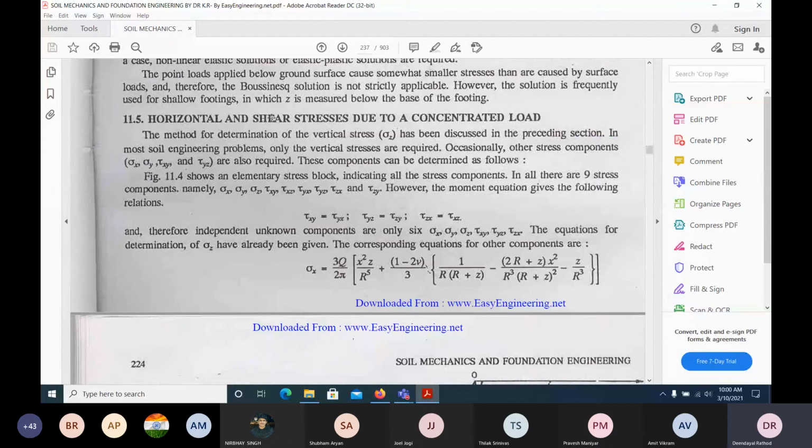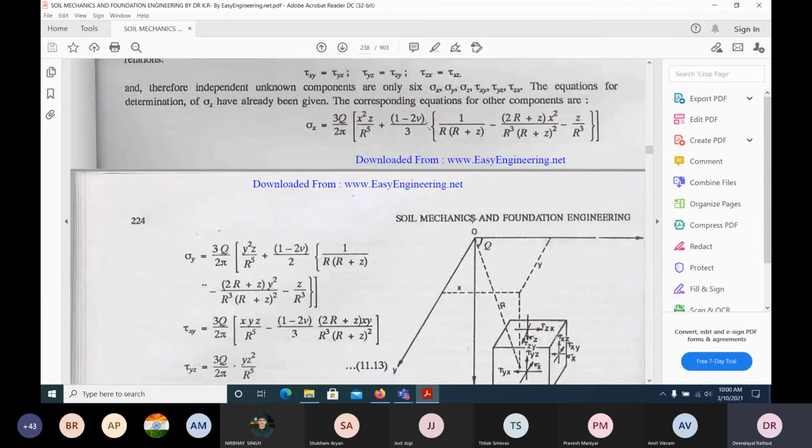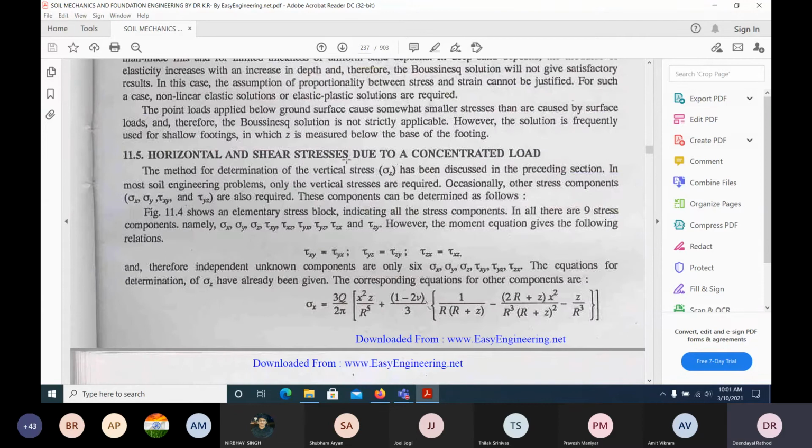Now horizontal stresses and the shear stresses due to concentrated load. Till now what we have seen is vertical stress. Now what I will do is horizontal stresses. That means imagine a small element here, and this element is having all the stresses, like vertical, tau zx, tau zy. So here 3, here 3, and here 3, all 9 stresses. Hope you are following. What we are finding is vertical, horizontal, and shear.